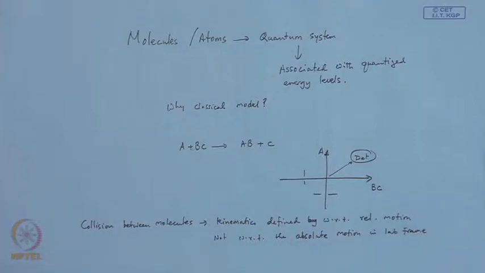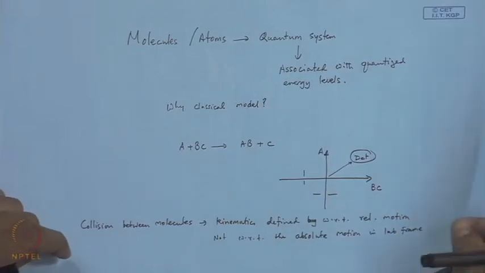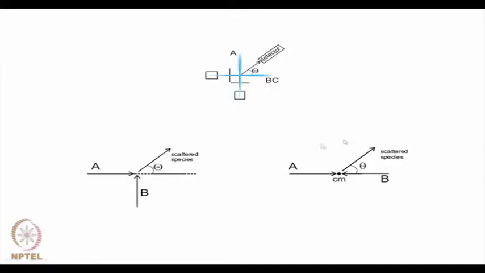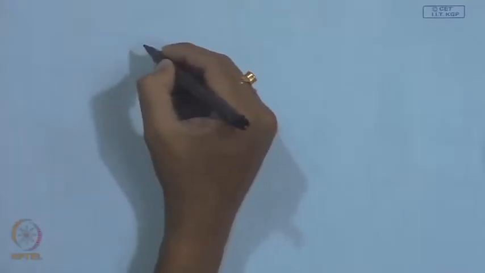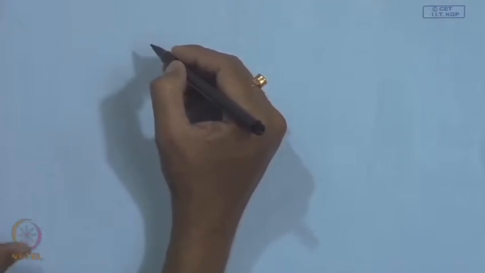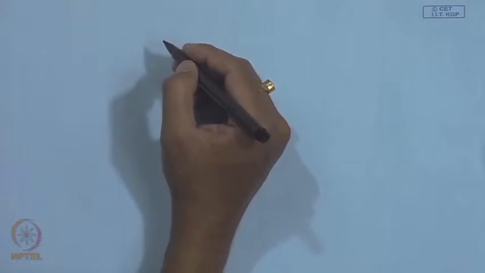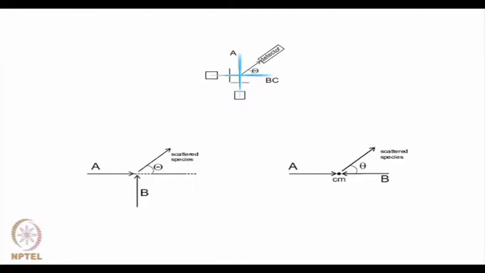Therefore, we need to have a transformation of the laboratory axis system to the center of mass coordinate, like this. This is the laboratory system, this is the center of mass system. So, in that case, as I told in my last lecture, whenever you do a crossed beam experiment, you get the detected signal, okay, and then you have to convert it into the center of mass system. So, how to do that?